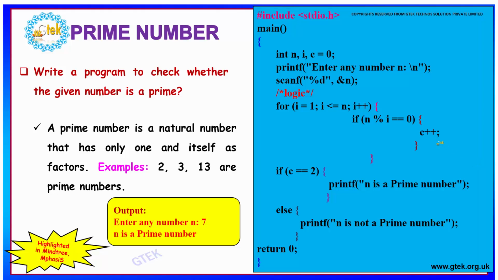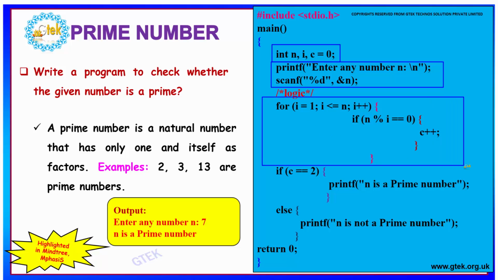Further, you have to declare the required variables. Here, n, i and c are declared, and c is initialized to 0. We have to enter the number to be checked. Here, 7 has to be entered, and the entered number is scanned using the scanf statement. And the logic part comes over here.